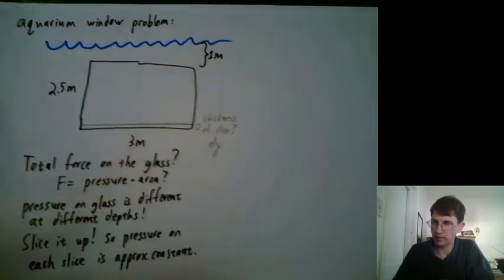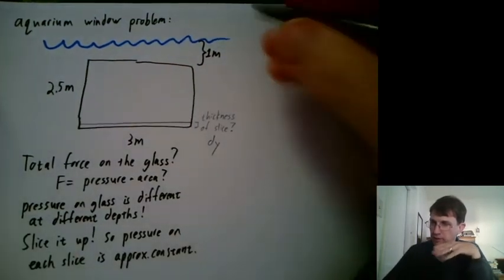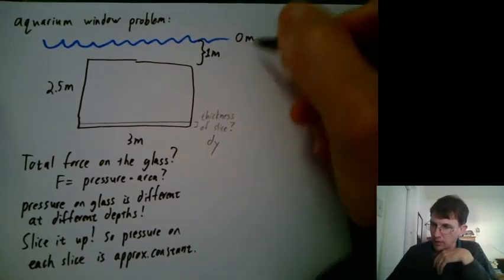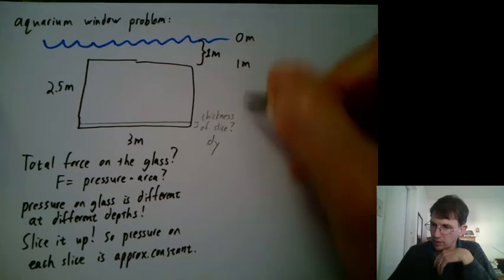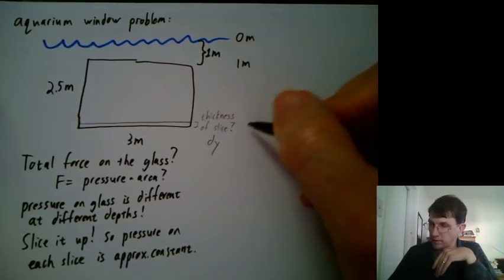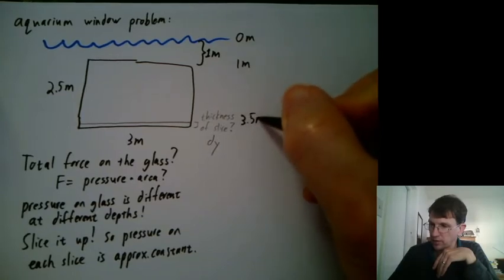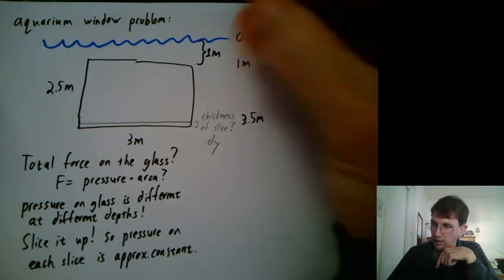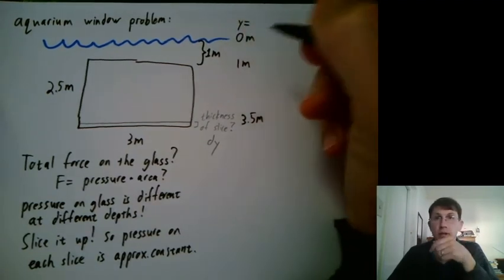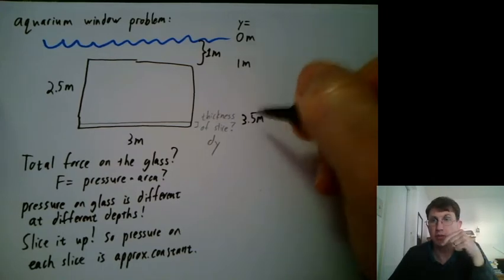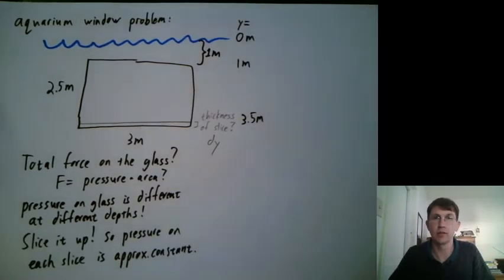What's the depth of that slice? Maybe we'll have a scale along the side here that says 0 meters, 1 meter, and down here, what's the total depth of that slice? That'd be 3.5 meters, because we had the 1 meter here and then 2.5 meters there. So we can call those y amounts. It's not typical to have y increasing as we move farther down, but mathematically there's no reason not to.